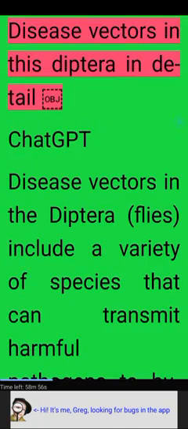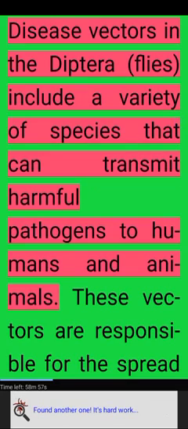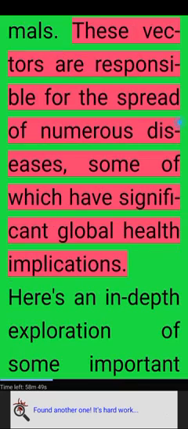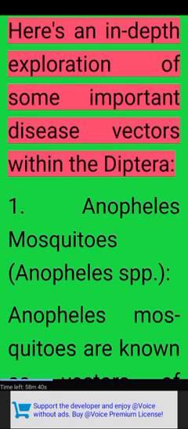Disease vectors in this Diptera in detail. ChatGPT. Disease vectors in the Diptera flies include a variety of species that can transmit harmful pathogens to humans and animals. These vectors are responsible for the spread of numerous diseases, some of which have significant global health implications. Here's an in-depth exploration of some important disease vectors within the Diptera.